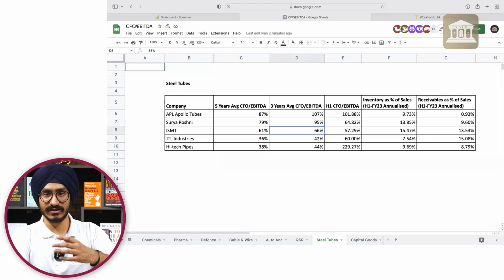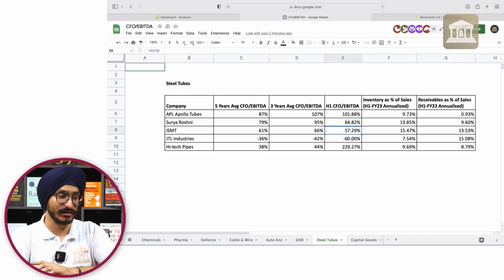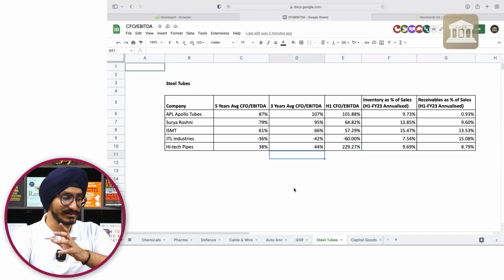For ISMT, which is going to be a Kirloskar company, it is at 66%, and in the first half of the financial year it is at 57%. But for JTL Industries, it is negative, and for Hi-Tech Pipes, for the first half of the financial year it is at 229%. But for the last two, like for the 5-year average and 3-year average, it isn't that good, right? At 38% and 44%, right? So that is for the steel tube sector.